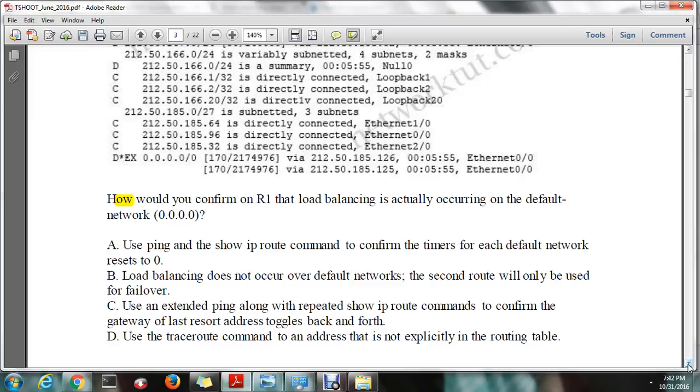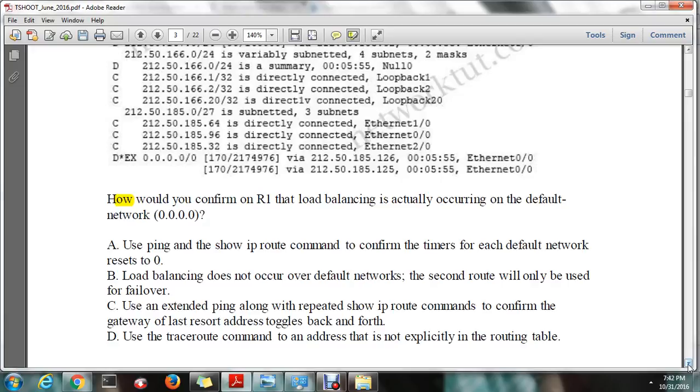If you want to design in such a way that load balancing should not occur, then you have to configure it so that one route should not be learned via two ways with the same metrics. In EIGRP also, even if the metric was the same, you can configure one command, that is EIGRP metric across minimum interfaces.